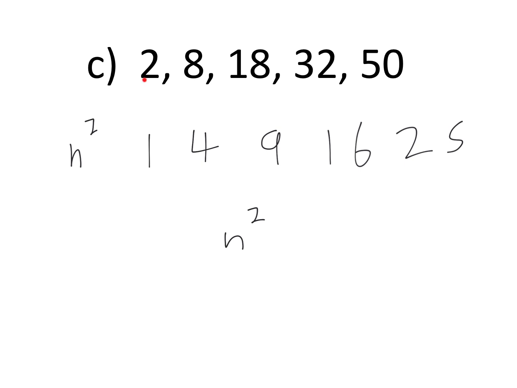Part C, again, could look quite unfamiliar, but if you half that sequence, as you can see, it's a multiple of 2 there. If you half that sequence, you get 1, 4, 9, 16, 25, which is the squared numbers. So that's the squared numbers, but it is double the square numbers. So instead of n squared, it's 2n squared.